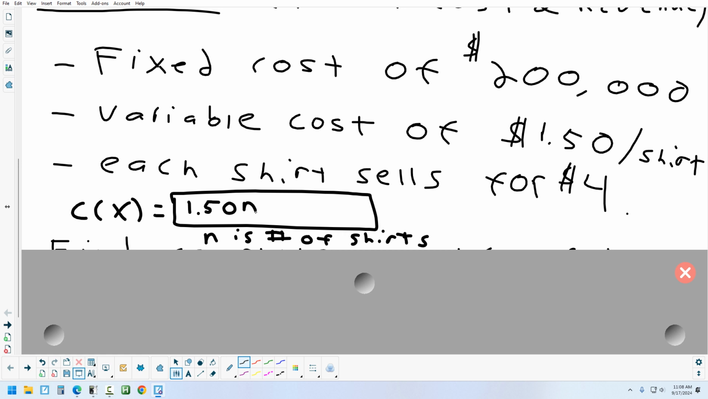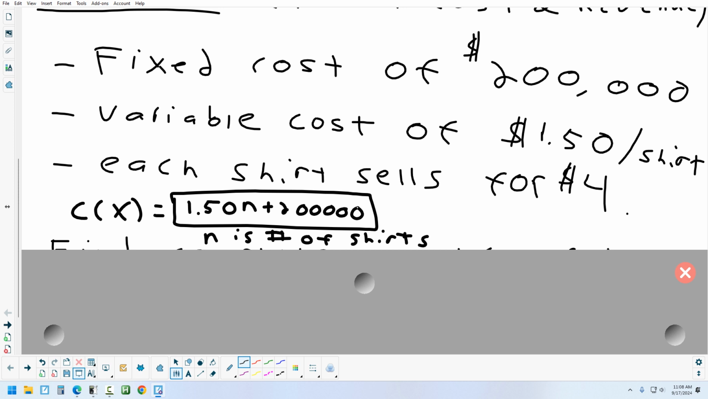Plus there's another cost. What's the other cost in the problem that doesn't change? Yep. $200,000. Plus the $200,000. Perfect. That is what the company spends.